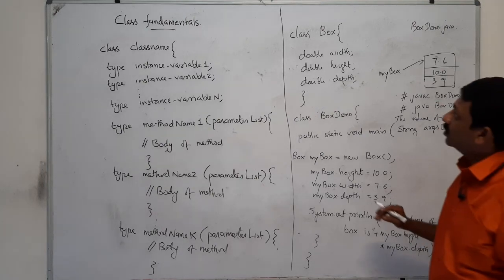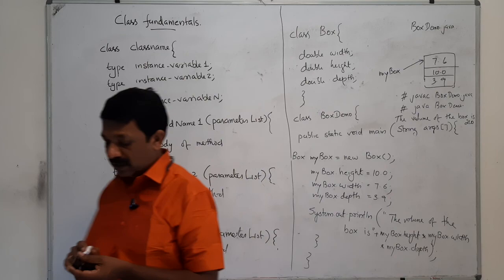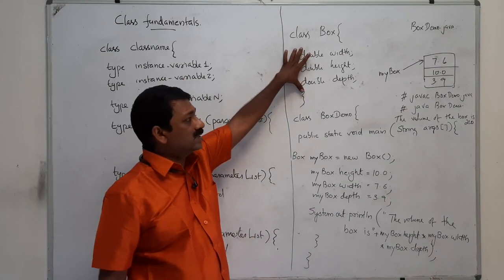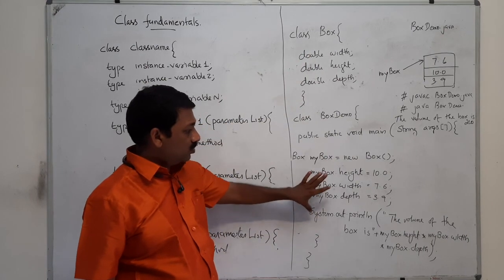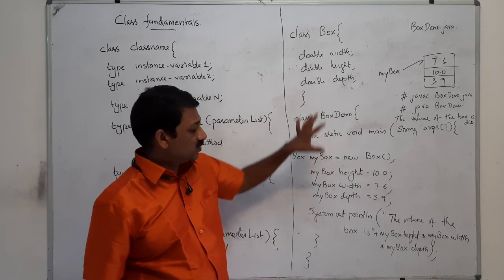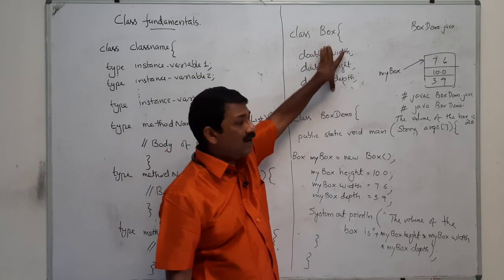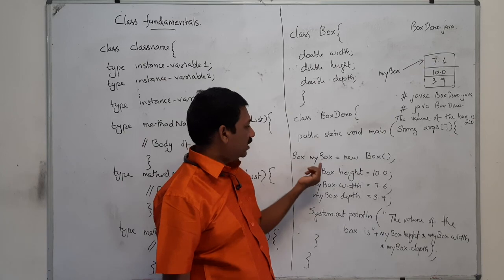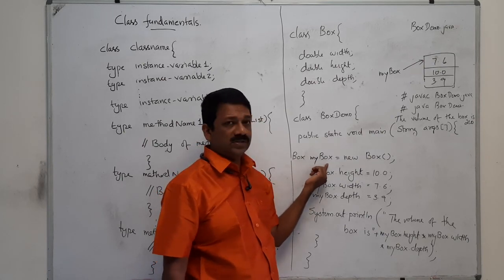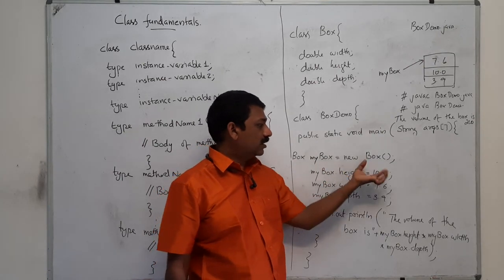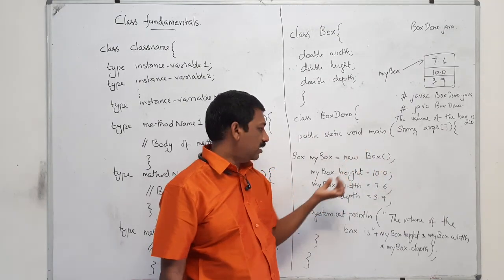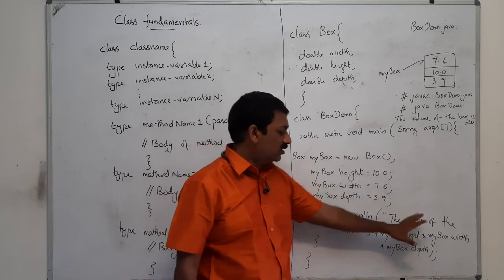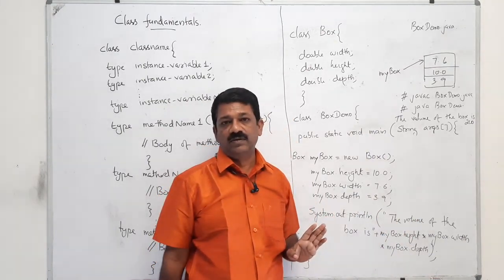Okay, so that is a simple example of how a class is created and how the values of these instance variables are assigned. That means here we have a class called box, and I have created an object called my box, and that is allocated some space, and the instance variables are assigned some values, and after that we are going to print those values. Okay.